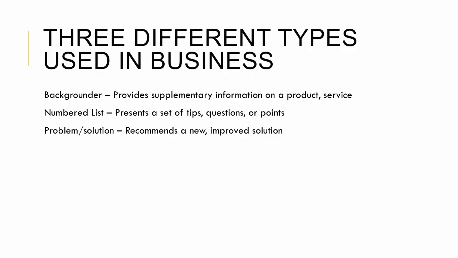So there are 3 different types of white papers used in business. There's the backgrounder, which is what it sounds like. It provides background supplementary information on a product or a service to help people know more about it. There's a numbered list, which presents a set of tips, questions, or points. And then there's the one that I would like you to do if you choose this business-to-business one, which is problem solution. It recommends a new, improved solution. So you may be like, this is the thing that we've all struggled with for a long time, and here is a series of things that you can do to make this better.